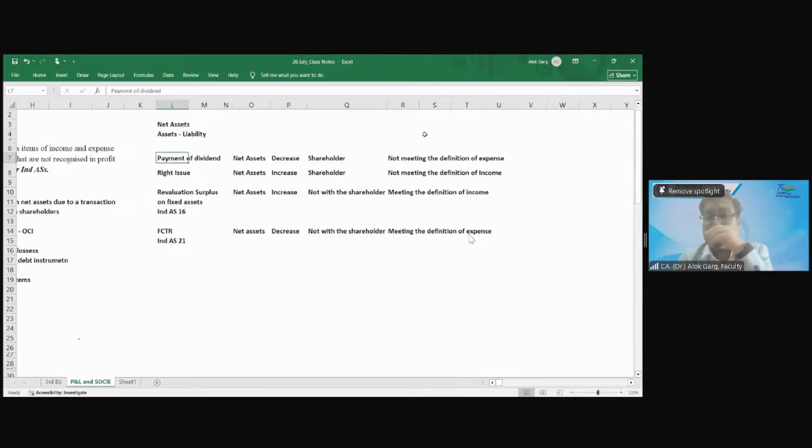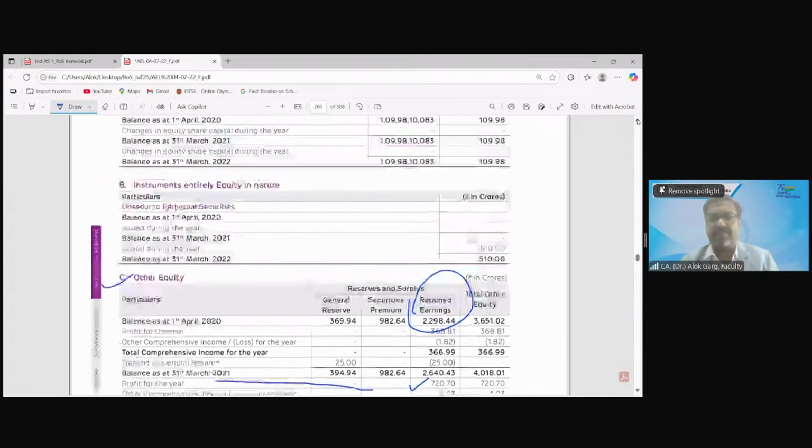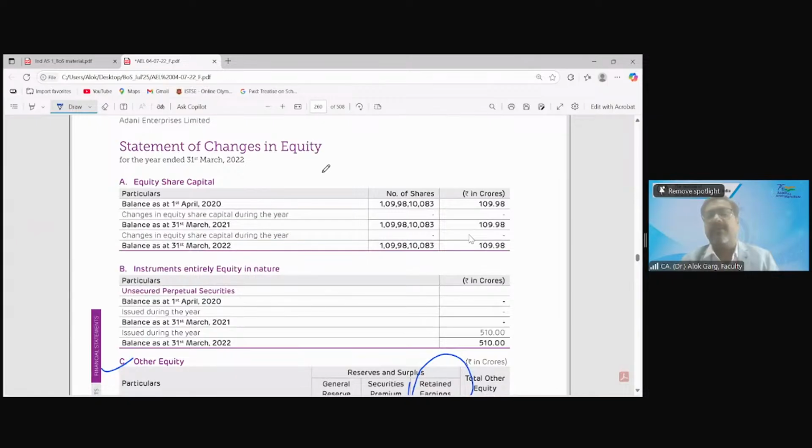So where will this payment of dividend go? It will go to equity. It will go to the retained earnings. It will go to the statement of changes in equity, right? Where in the statement of changes in equity? It will directly go to the statement of changes in equity, dividend on equity shares, right? Okay.